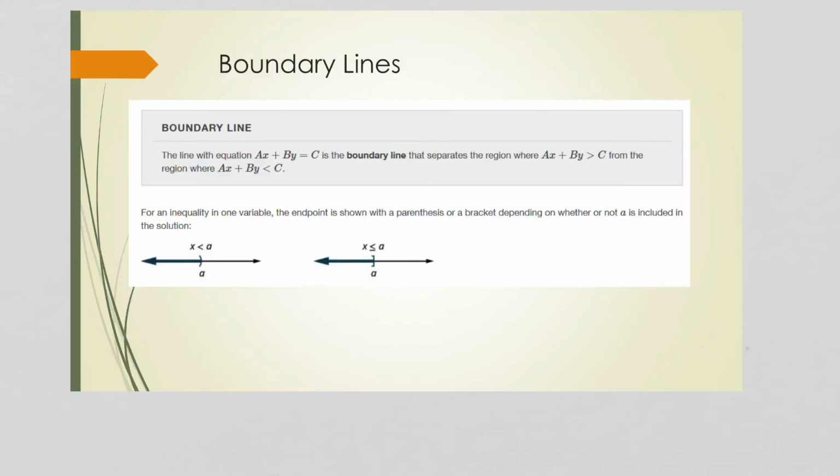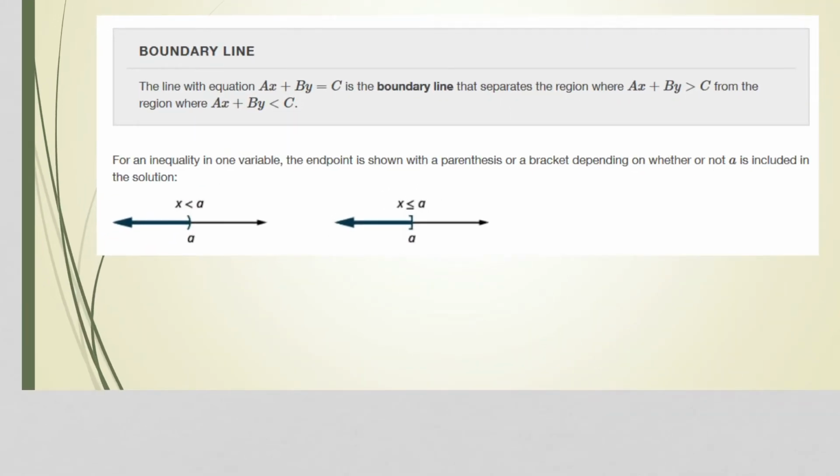Some textbooks use parentheses or brackets to determine whether or not a number is included. I'm going to blow this up just a little bit. The parenthesis means everything just to the left of A, but don't include A. A can be any number; let's call it 10. So x is less than 10. That means x can be 9.99999999999, but it can't be 10. And it can also be any number that's less than 10.